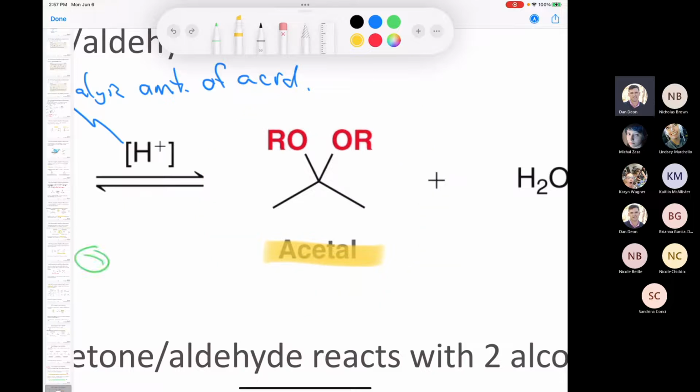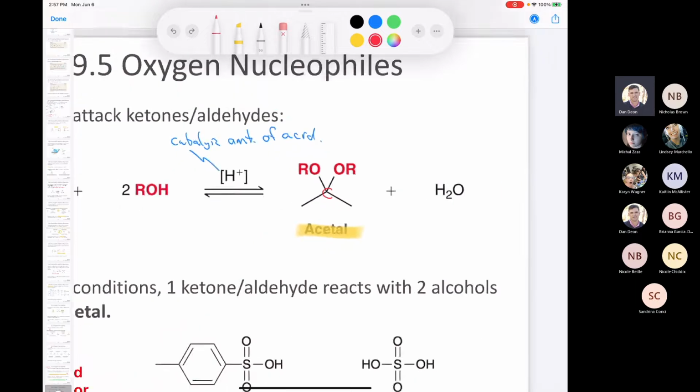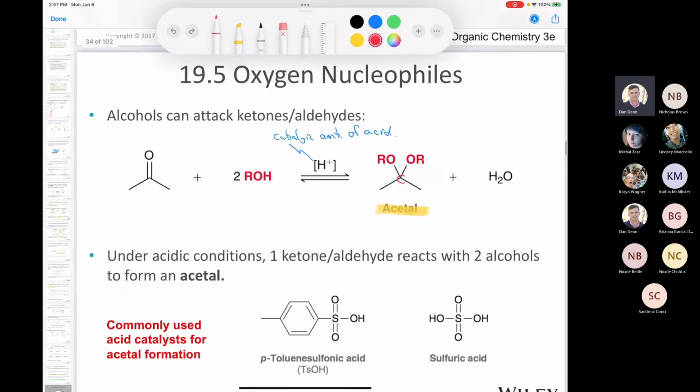In an acetal, it's kind of like you've got a carbon, and it's almost like having an ether and then another ether on the same carbon. That's one way you can think of it. It's not an ether and an ether, it's called an acetal. But if you want to think about it that way, students tend to remember it that way, and there's nothing wrong with that. So we take our ketone or aldehyde, we treat it with two equivalents of an alcohol and acid, we make an acetal, and we liberate water.